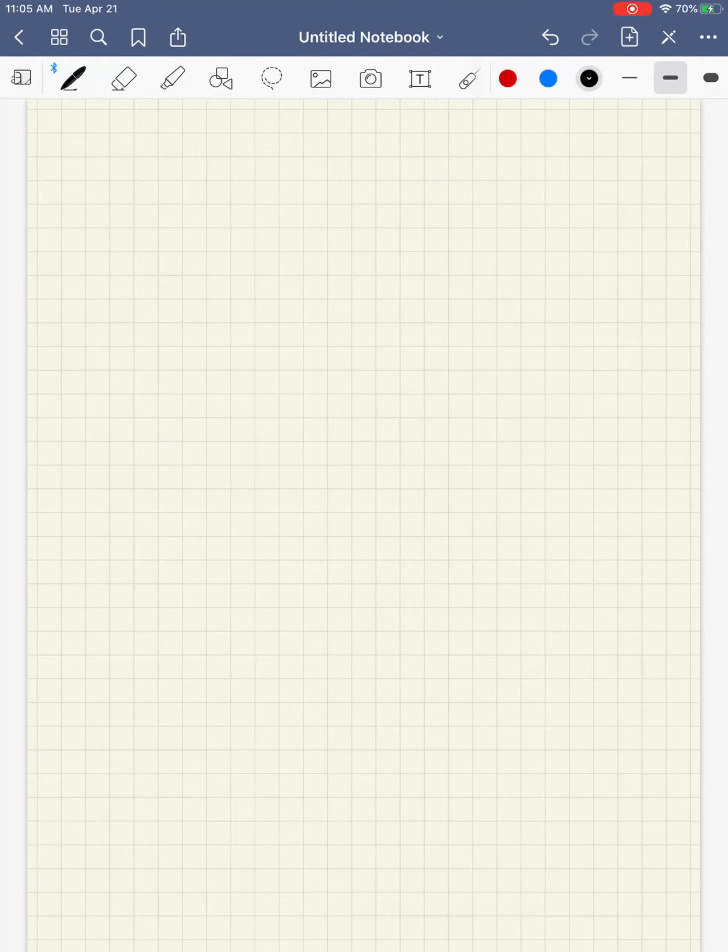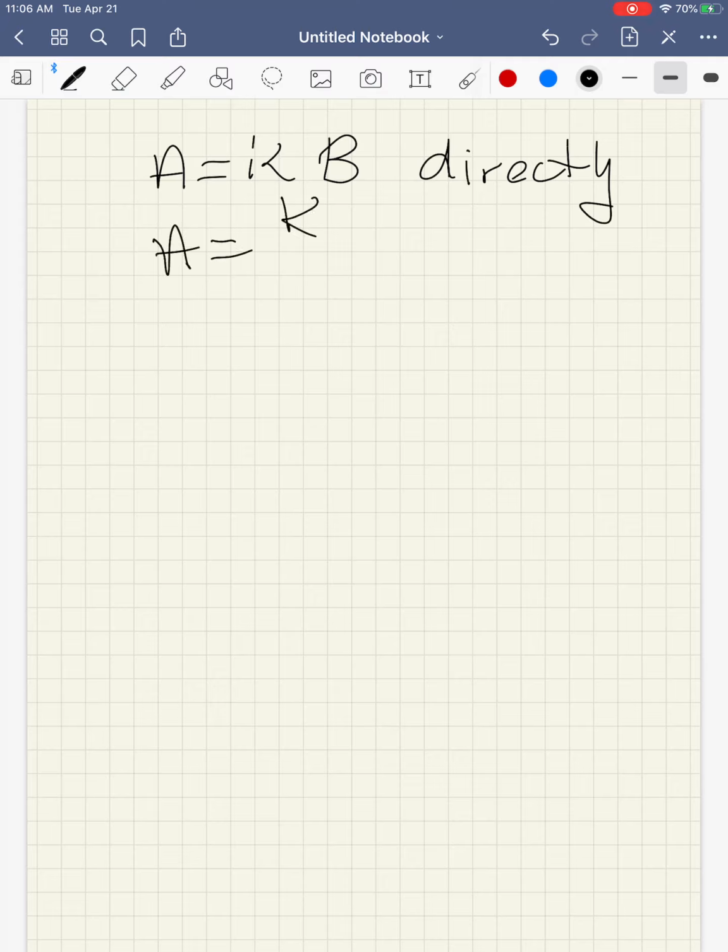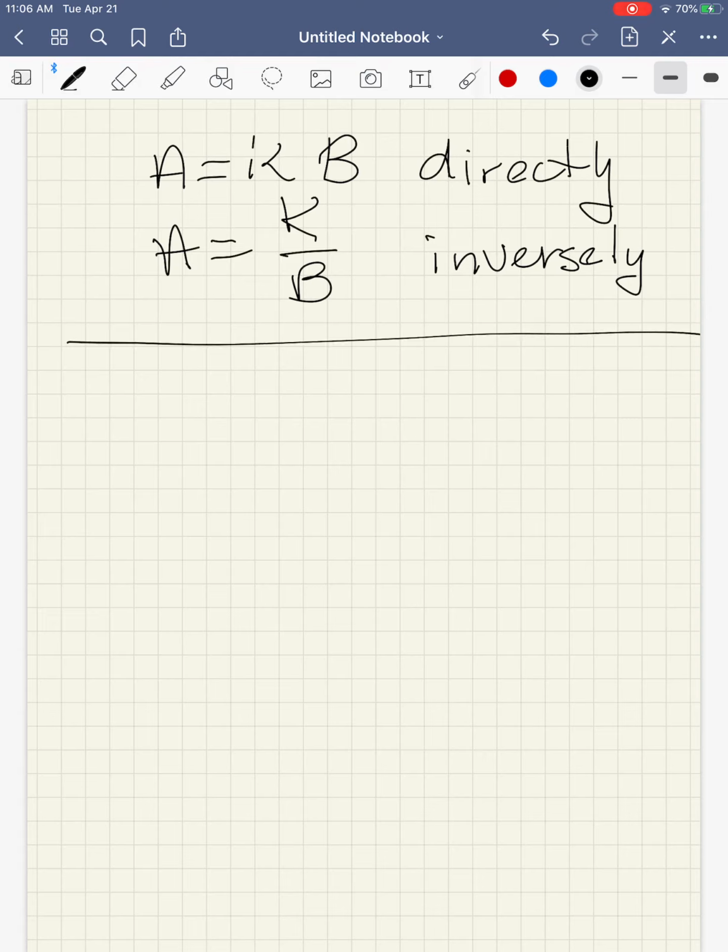Good morning. Today we're on lesson 117, and it's direct and inverse variation again, but parts of the direct or inverse variation will be squared in this lesson. So remember, if A varies directly as B, you would write it like that. If A varies inversely as B, then you write it as a fraction. So that's inversely or indirectly. Okay, that's just for review of what we did before.